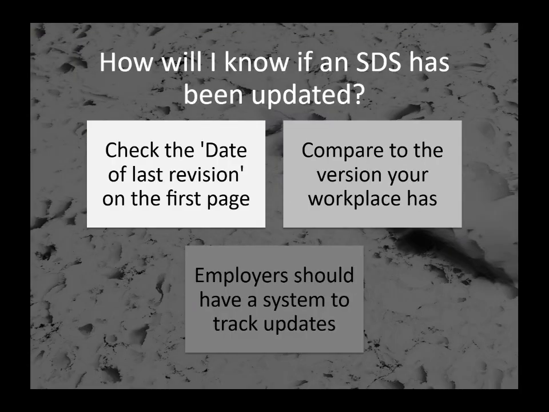Availability of updates. To check for updates, always refer to the date of last revision on the first page of the SDS. Employers should compare this date to the version they have on file. A best practice is to implement a system for tracking and reviewing SDSs periodically, such as on an annual basis or by subscribing to supplier update services.